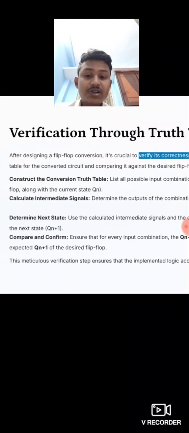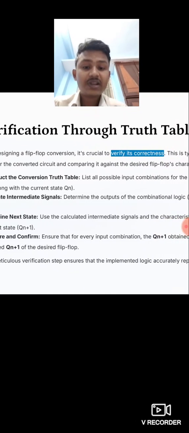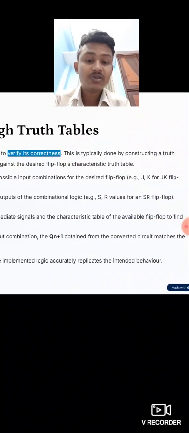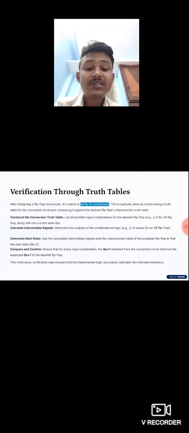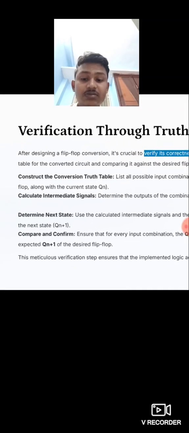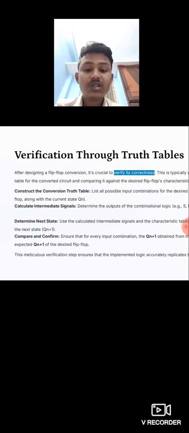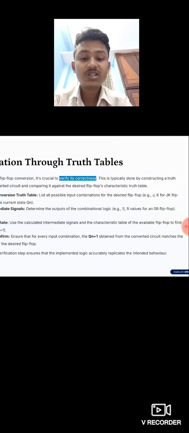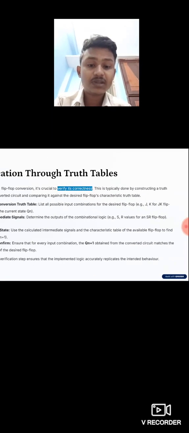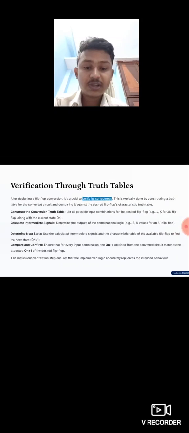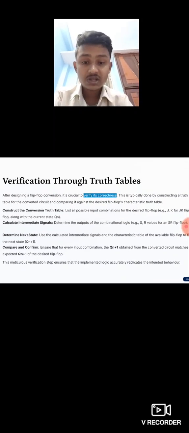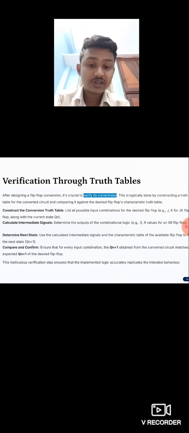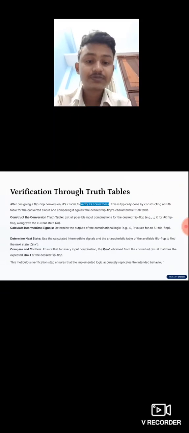To determine the next state, use the calculated intermediate signals and the characteristic table of the available flip-flop to find the next state Qn plus 1. Now compare and confirm that for every input combination, the Qn plus 1 derived from the converted inputs matches. This verification step ensures that the intermediate logic accurately replicates the intended behavior.